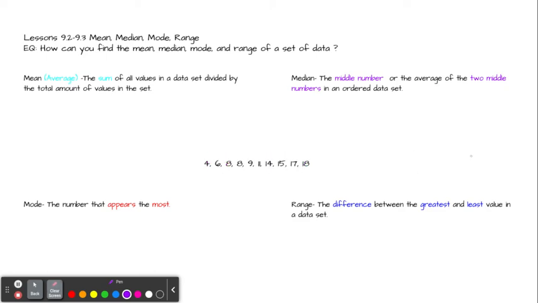Now let's look at mode. So mode is the number that appears the most in your data set. So 4 only appears once, 6 appears once, we have 8 and we have 2 8s. I don't see another 9, don't see another 11 or 14 or 15 or 17 or 18. So our mode, the number that appears most, would be 8. So our mode equals 8.